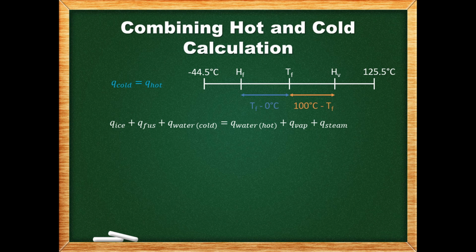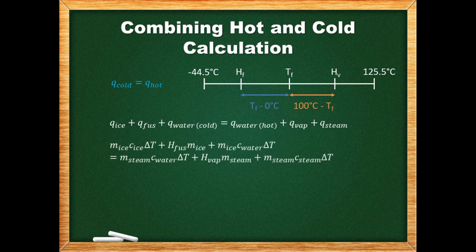the hotter substance. Q cold includes the heat required to raise the temperature of the ice to its melting point, the heat required to melt the ice, and the heat required to raise the water from the ice from 0 degrees to the final temperature. Q hot includes the heat released as the steam goes from 125.5 degrees Celsius to 100 degrees Celsius, the heat released as it condenses into water, and the heat released as this water goes from 100 degrees to the final temperature. Now we will need to calculate the heat required to cause each change.